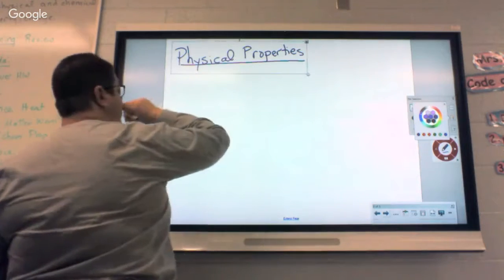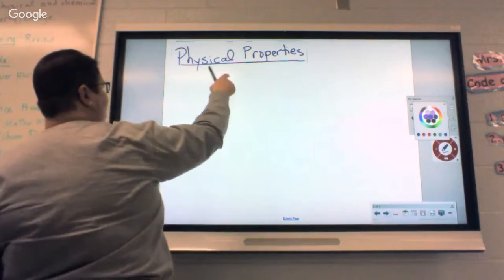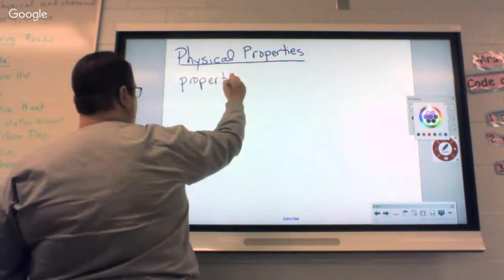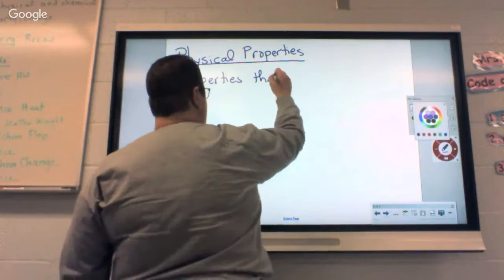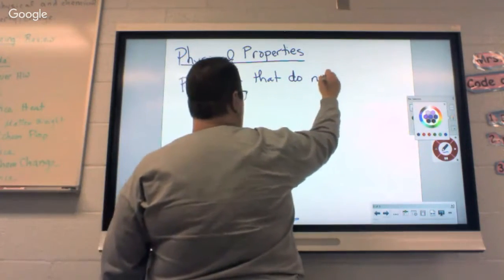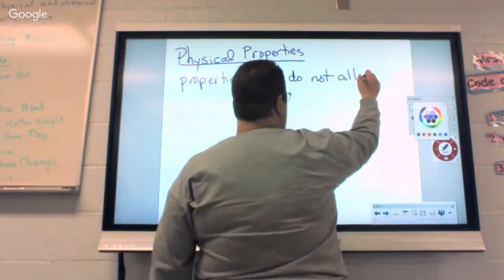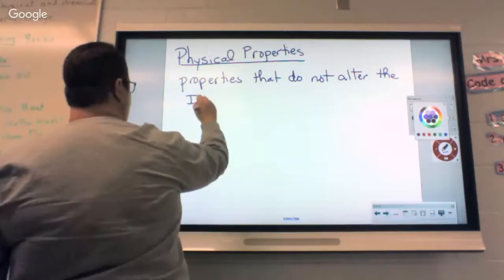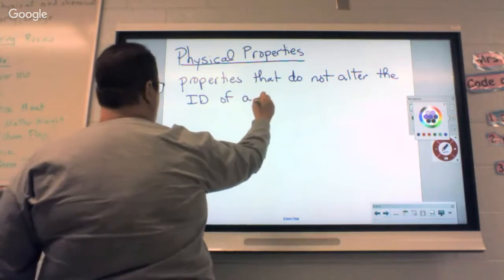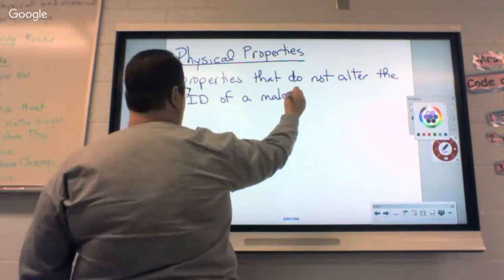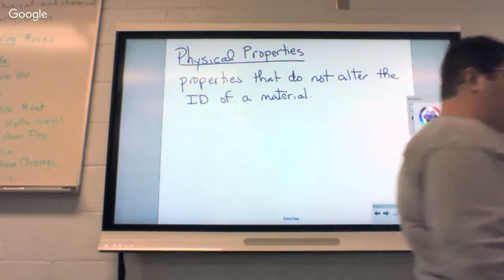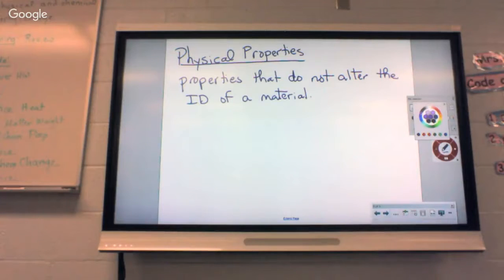All right. We'll start with physical properties. Physical properties are properties that do not alter the identity of a material. These are properties that do not alter the identity of a material.